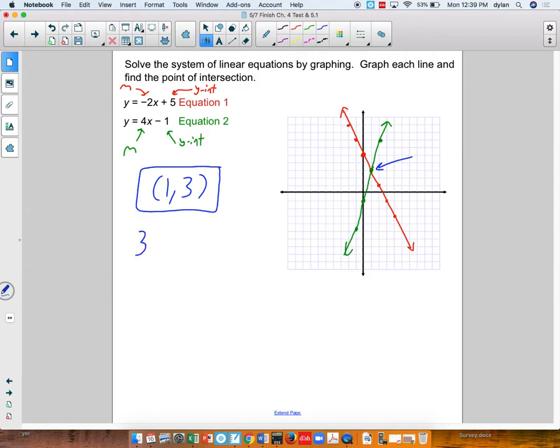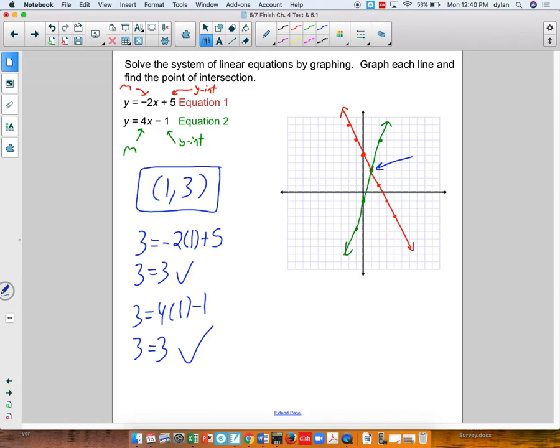So 3, because we're going to replace y with 3, 3 equals negative 2 times 1 plus 5. Negative 2 times 1 is negative 2, plus 5 is 3. So we have 3 equals 3. That's a good sign. We have to check both, though, so we're going to check the other one as well. So 3 equals 4 times 1 minus 1. 4 times 1 is 4, minus 1 is 3. 3 equals 3. Boom. So we've checked our solution by checking both equations with that point that we suspected was the solution to that system of equations.